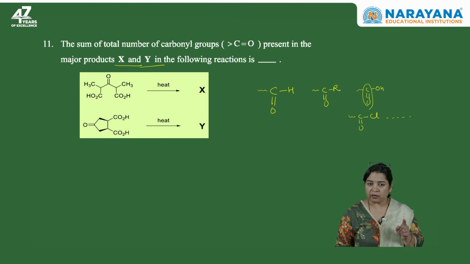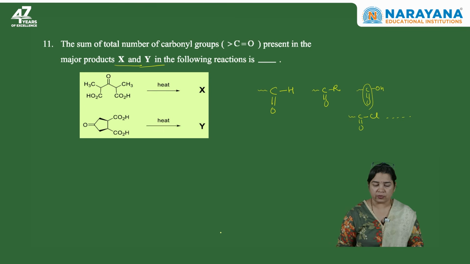Okay, so we have to take as per NCERT that the total number of carbonyl groups will include all aldehyde, ketone, acid and derivatives. So now let us identify what X and Y are.